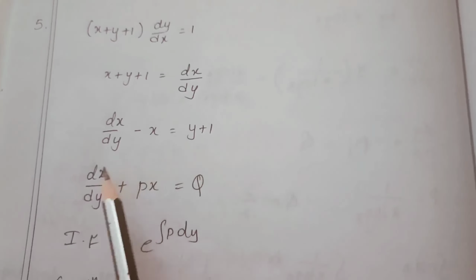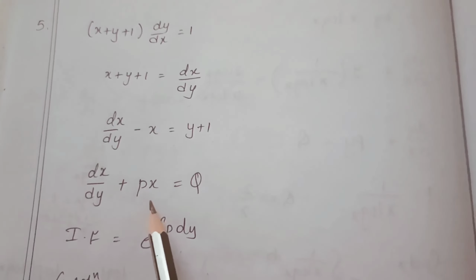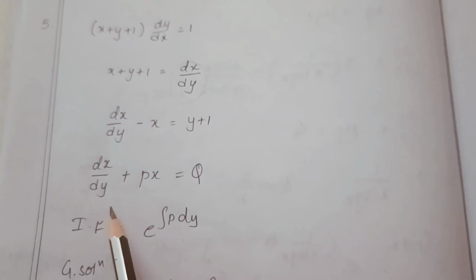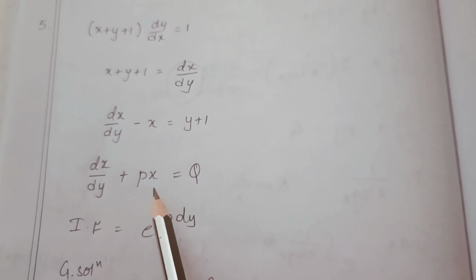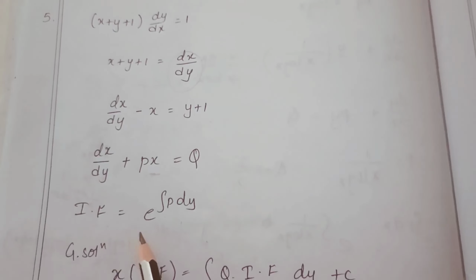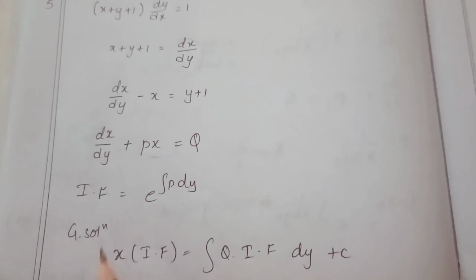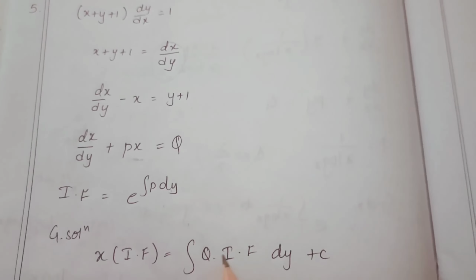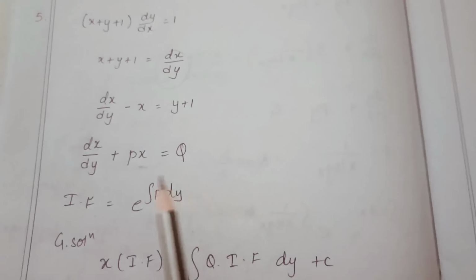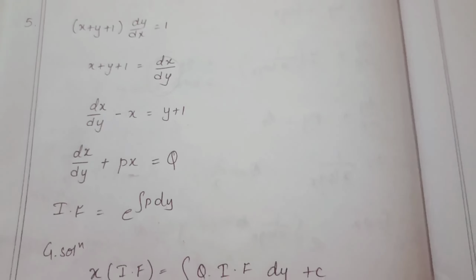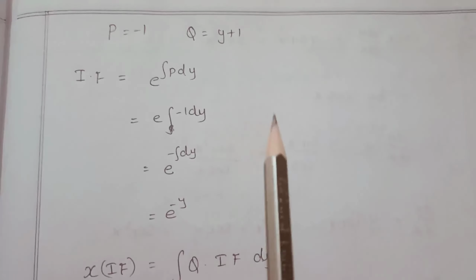Now it is in the form of dx by dy plus Px is equal to Q, because here dx by dy is there, so it is linear in x. We have to apply this. For this the integrating factor is e to the power of integral P dy, and the general solution will be x into IF is equal to the integral of Q into IF dy plus c. Here P is minus 1 and Q is y plus 1.